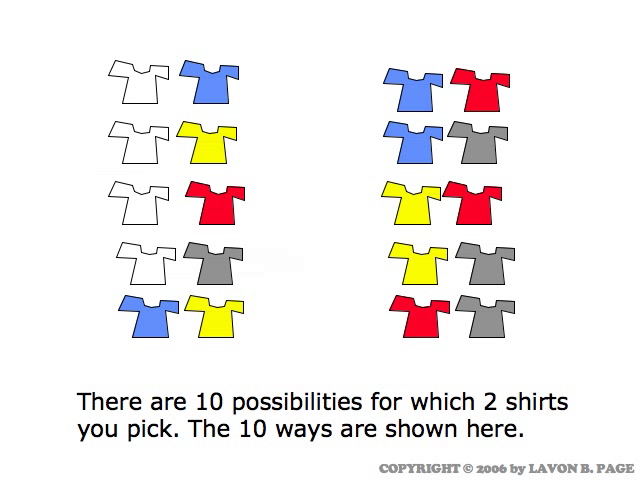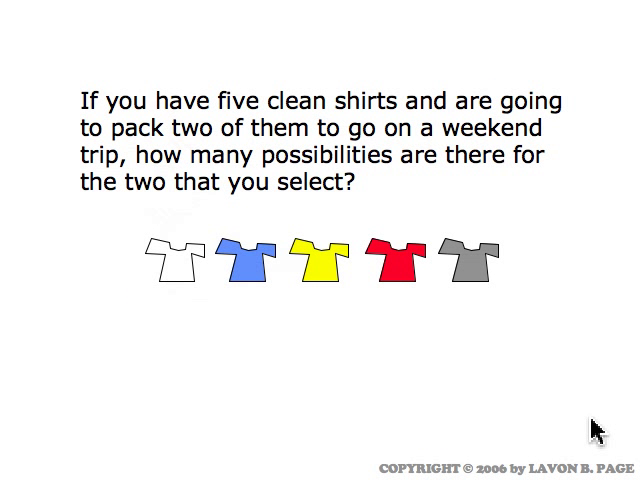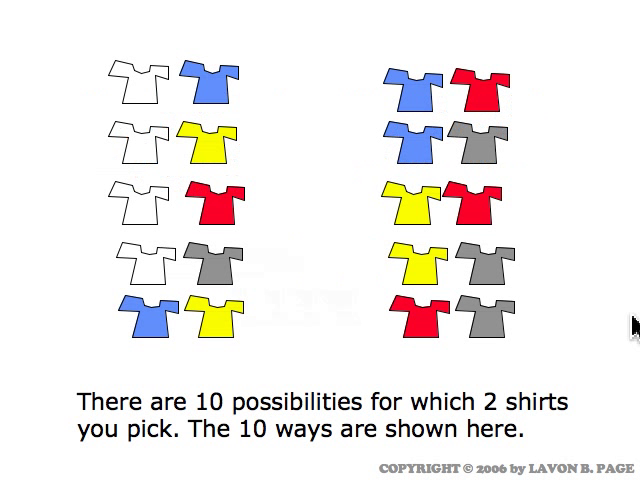There are 10 possibilities for which 2 shirts you pick, and they're shown right here. You can decide to pack your white and blue shirt, or your white and yellow shirt, or your white and red. The 10 possibilities are shown. Remember, this is what we had to choose from: white, blue, yellow, red, and gray. And you should be able to look at the 10 possibilities that are shown and convince yourself that indeed, if you're going to be picking 2 shirts to pack in your suitcase from that batch of 5 shirts, then these 10 possibilities are all that there are.